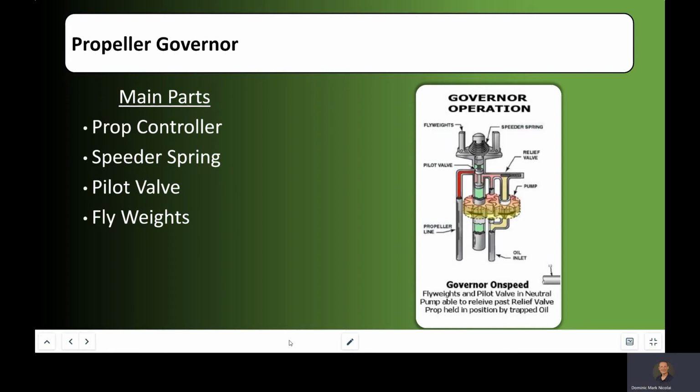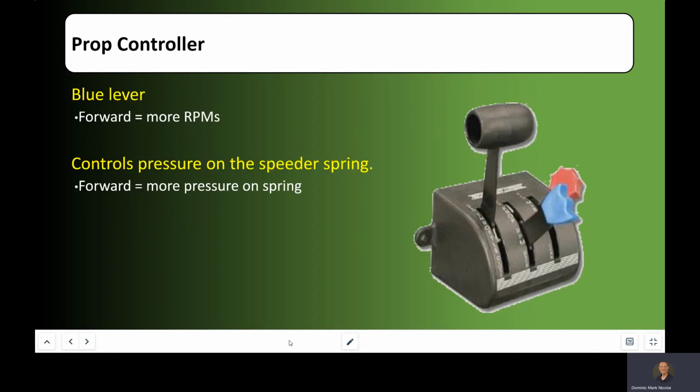We'll talk about the prop controller, the speeder spring, pilot valve, and the flyweights. So it is important that you understand how these operate. We would expect at the commercial pilot level that you know how these parts work, which way oil flows in the system you're describing. So let's start with the prop controller.